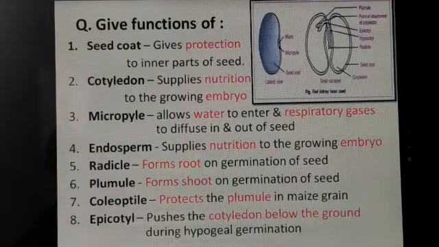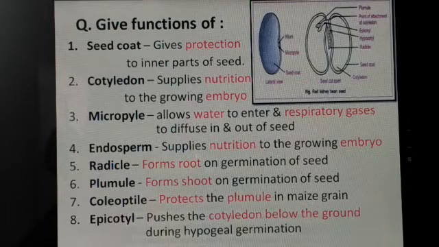Fourth structure is endosperm. Now here this seed has cotyledon. The seeds which do not have cotyledon, that is, the endospermic seeds, their endosperm supplies nutrition to the growing embryo. So in a way, the function of cotyledon and endosperm are the same. Fifth structure is radicle. Radicle forms root on germination of seed. When a seed germinates, its structures grow. So radicle grows to form root.